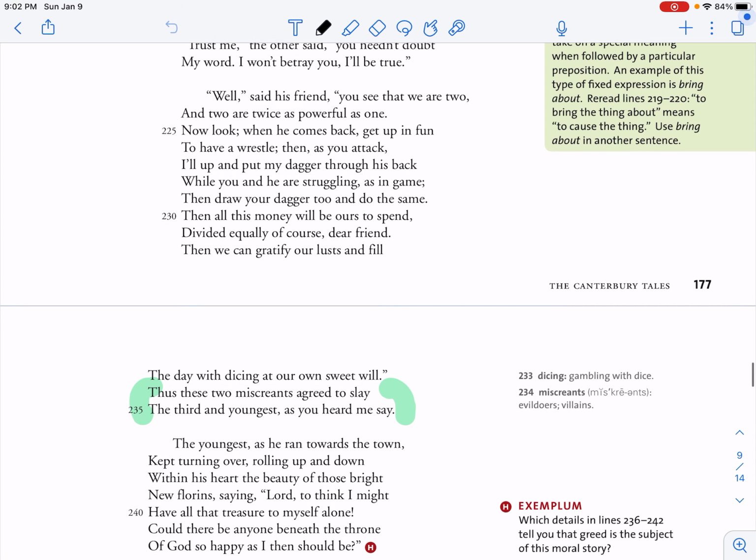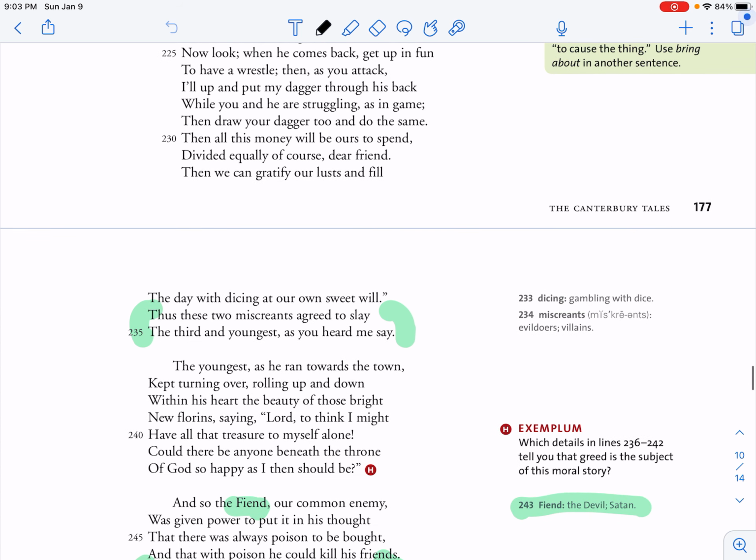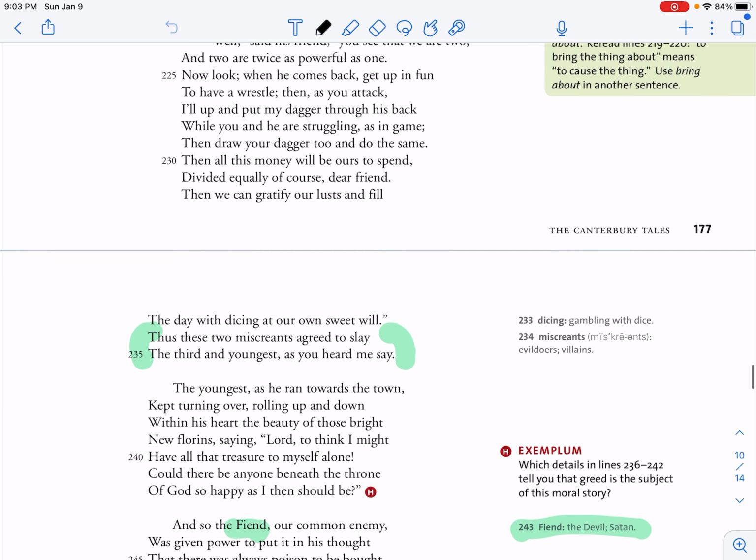See what he says. Well, said his friend, you see that we are two, and two are twice as powerful as one. Now look, when he comes back, get up in fun to have a wrestle. Then as you attack, I'll up and put my dagger through his back, while you and he are struggling as in game. Then draw your dagger too, and do the same. Then all this money will be ours to spend, divided equally, of course, dear friend. Then we can gratify our lusts and fill the day with dicing at our own sweet will. Thus the two miscreants agreed to slay the third and youngest, as you heard me say.